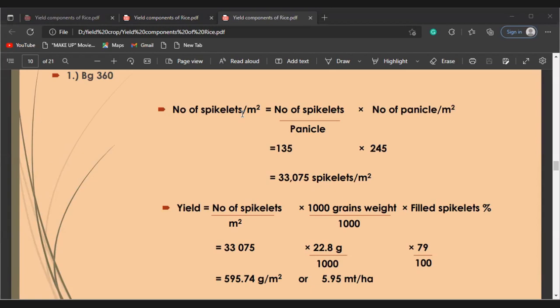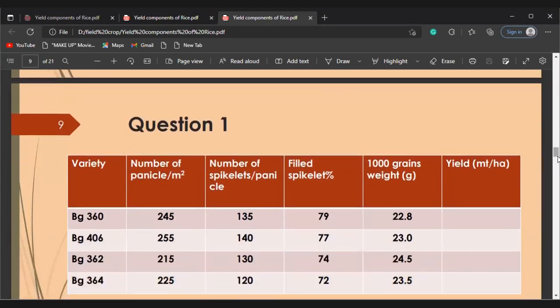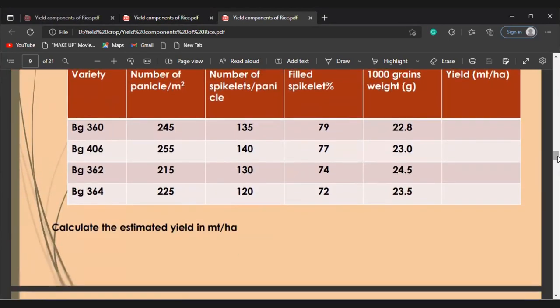First we want to calculate the number of spikelets per meter square, then the yield. In the yield there are three components: 1000 grain weight divided by 100, filled grain percentage, and number of spikelets per meter square. The number of spikelets per meter square is calculated from the number of spikelets per panicle and the number of panicles per meter square. That's the first one. Then the second: did you do the answer for BG 406? What's the answer?